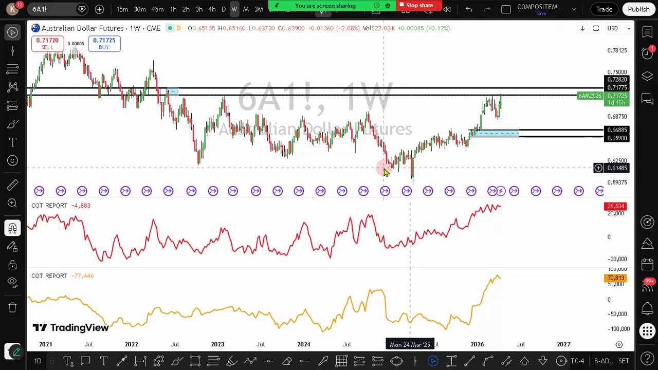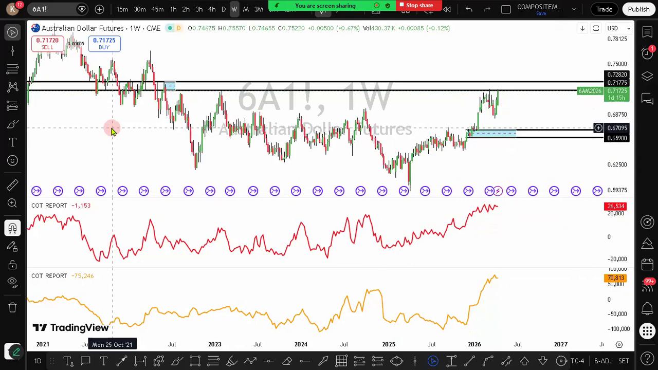All right. So here, as you see on my screen, I'm looking at the Australian dollar futures, which is just the AUDUSD. In this case, guys, you don't have to trade this pair. You just need to look at it and see how fundamentals work.